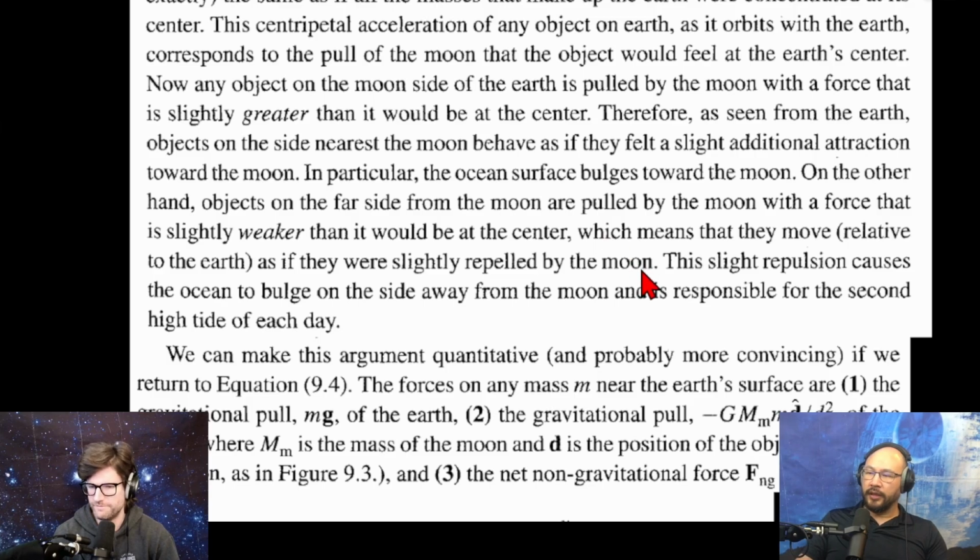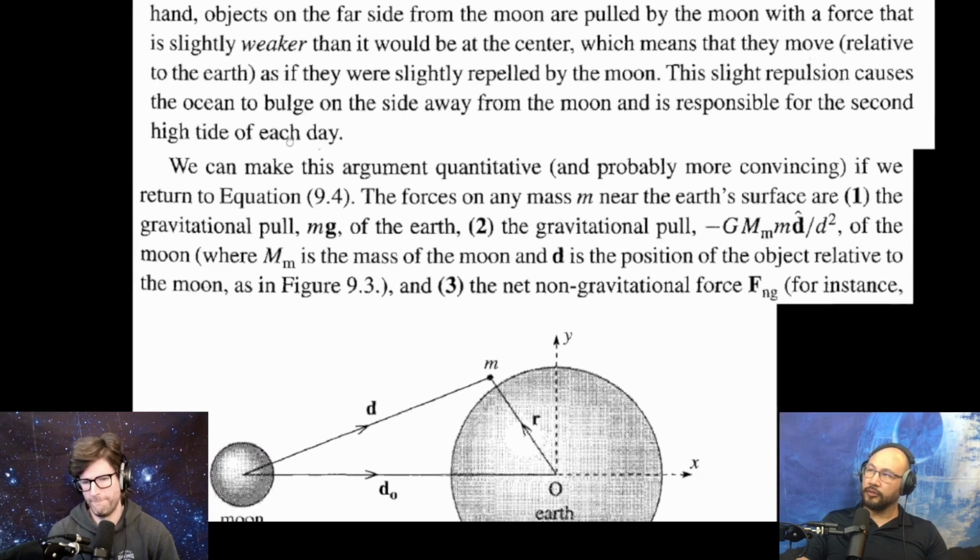Yep, agreed. This slight repulsion causes the ocean to bulge on the side away from the moon, and is responsible for the second high tide each day. Okay, cool. I like that.